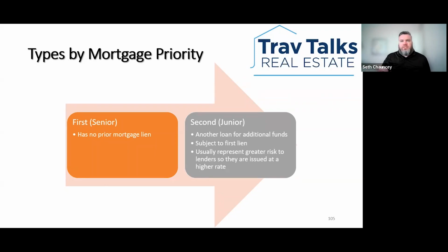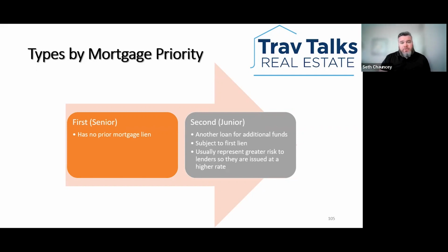North Carolina is called a pure race state, first recorded, first paid out. And so if you've got your loan lien on your house, that would be what we call a senior mortgage. It's the first mortgage lien that's recorded. And then any other ones would be called secondary or junior mortgages. And so it would be subject to the first lien. And obviously, if there's ever a foreclosure, they'd be paid out in that order.